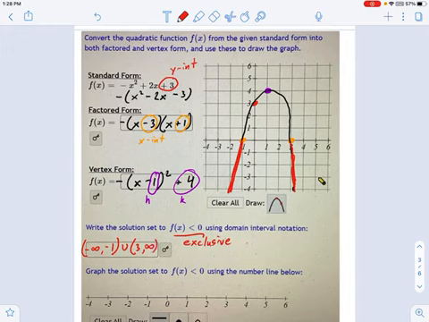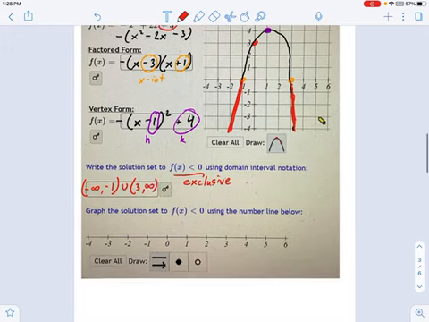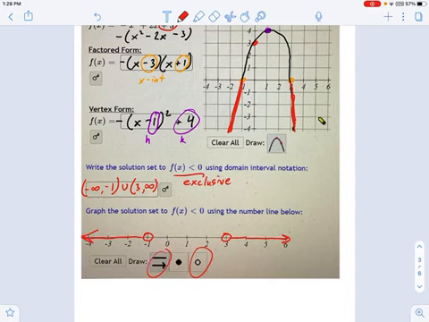Again, exclusive. And the way you draw that on this graph is to come over here, use the dots, the open circles, I mean. Put one here and one here, and then just fill in some arrows for the rest of it using the arrow tool right here.